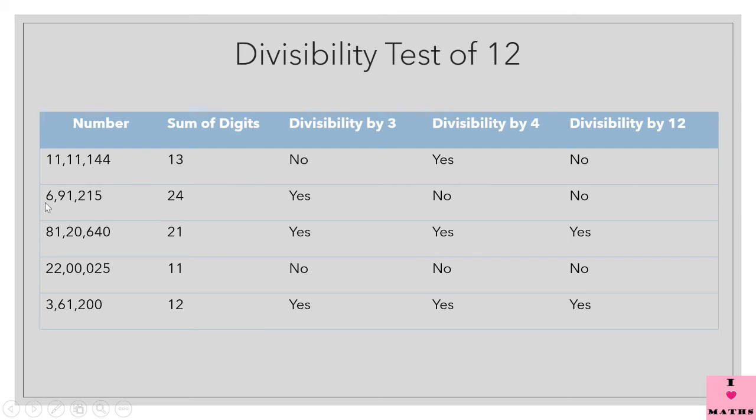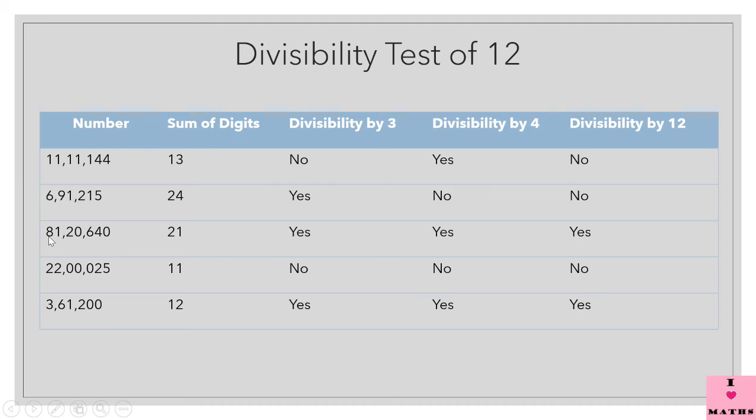Next is 6,91,215. We added the digits of this number. The sum of all the digits of this number is 24, so this number is divisible by 3. But if we look at the number formed by the last two digits, which is 15, that is not a multiple of 4. So this number is not divisible by 4. So again, children, it is divisible by 3 but not divisible by 4, so it is not divisible by 12.